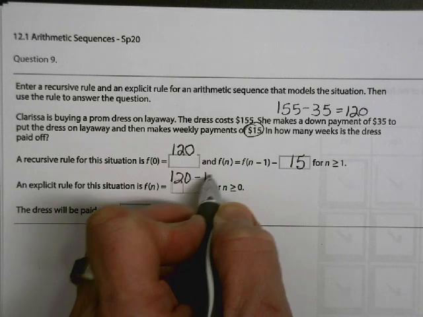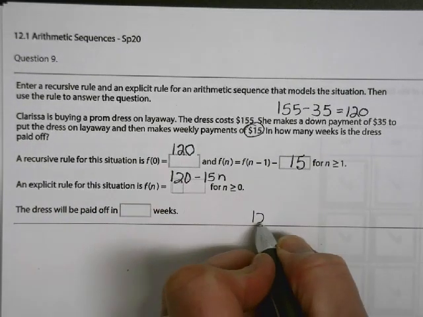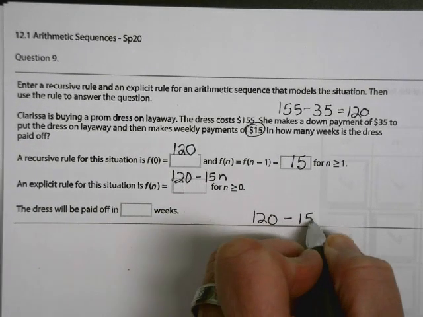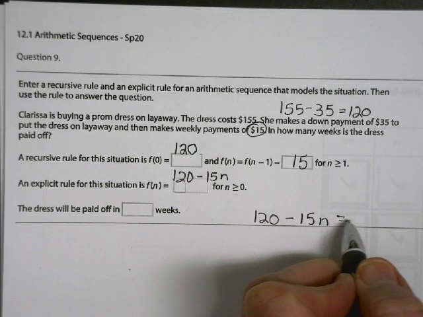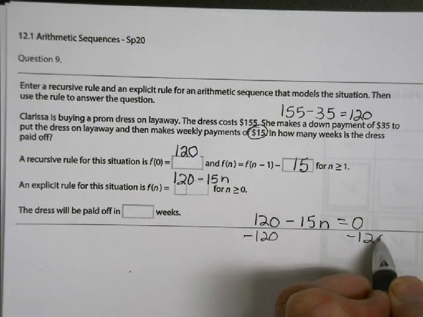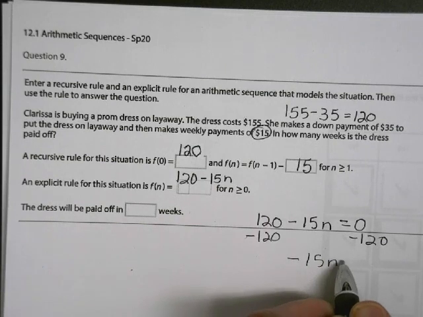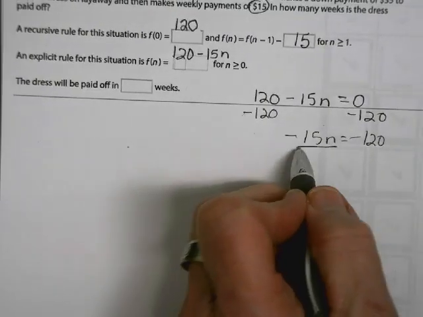It's 120 minus 15n. Right, n starts at 0. Wait, 225. Stop, because you're not with me. So I have to figure out what's going to make this equation equal 0, to pay it off. So I take away the 120, and we end up dividing as the shortcut. Negative 15n, and then negative 120.